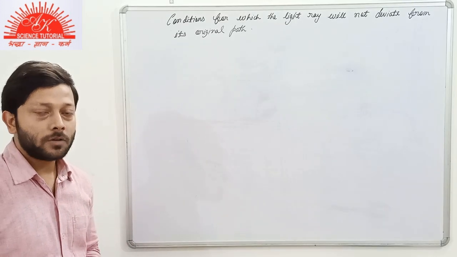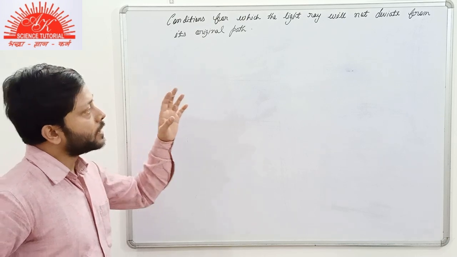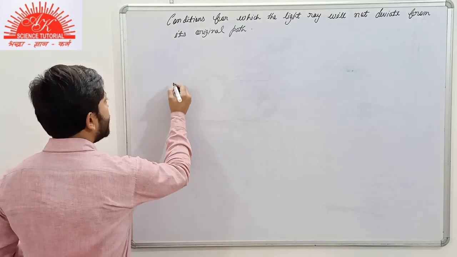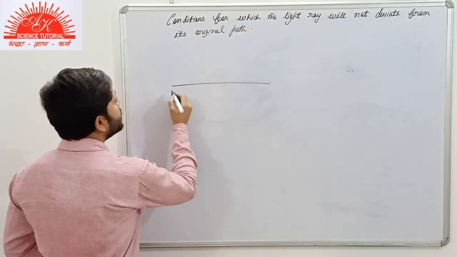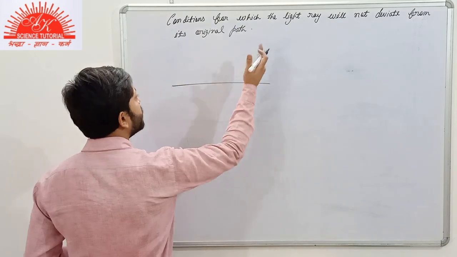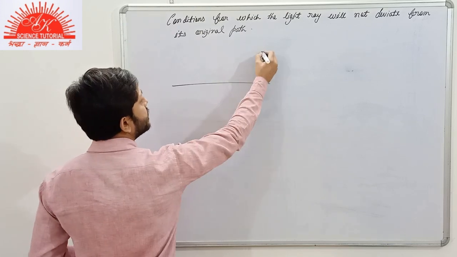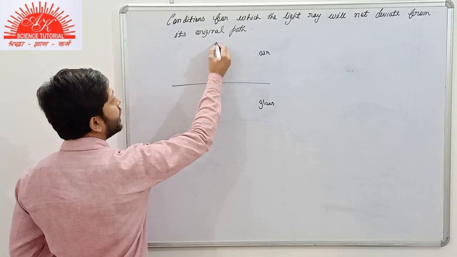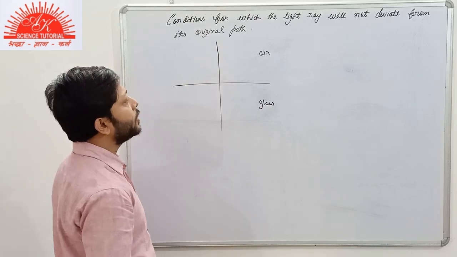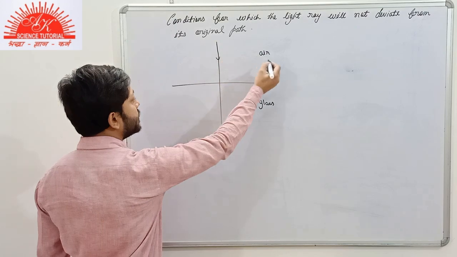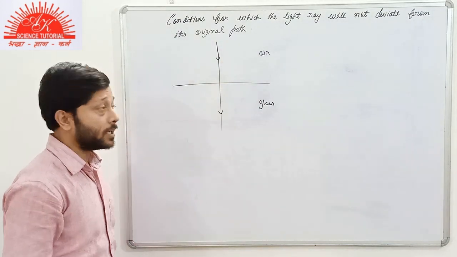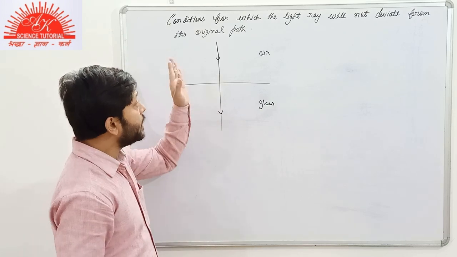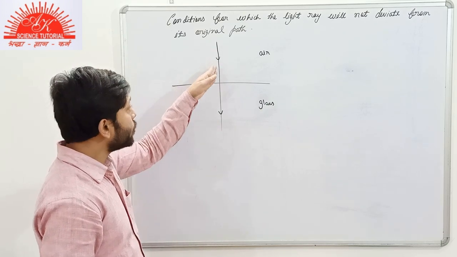Now we will be talking about the conditions for which the light ray will not deviate from its path. One of the conditions is already known to you. This is the surface of separation. Suppose this is air, this is glass. The first medium is air and the second medium is glass, and the light ray is traveling from air to glass. But there is no deviation in the path of the light ray. The light ray does not deviate from its original path.